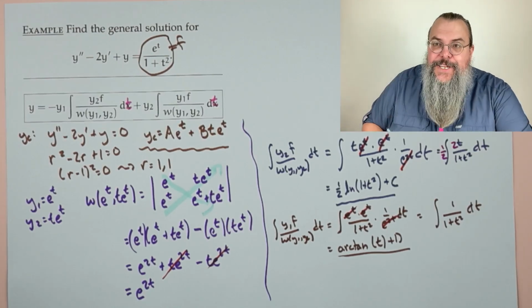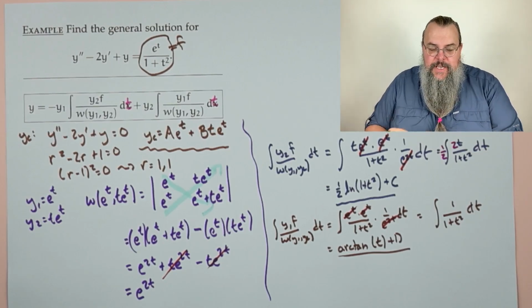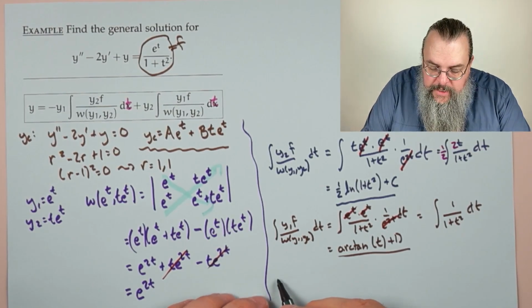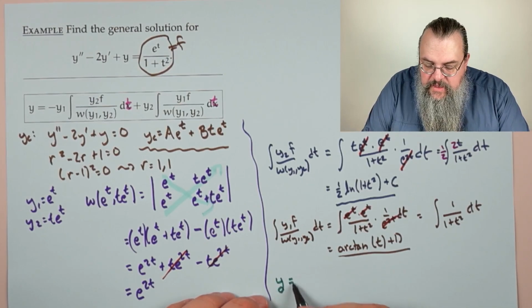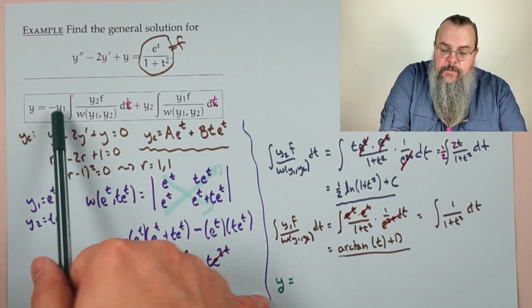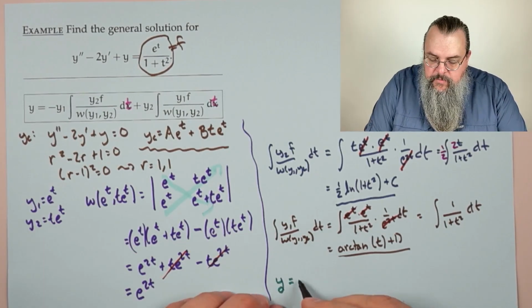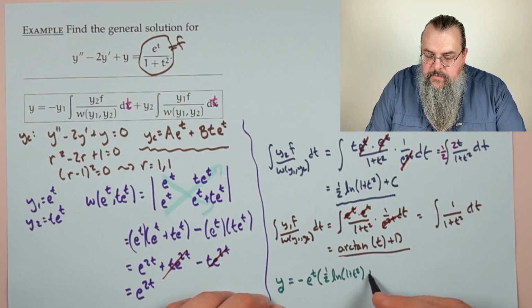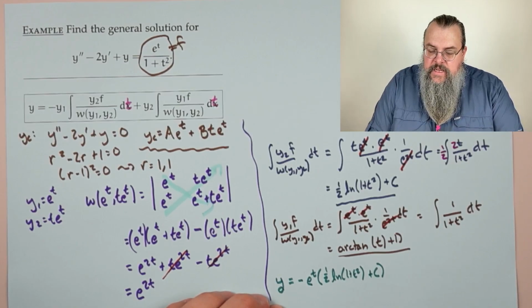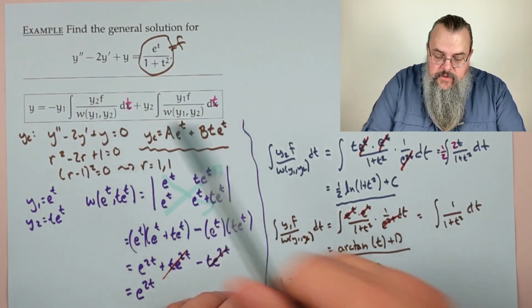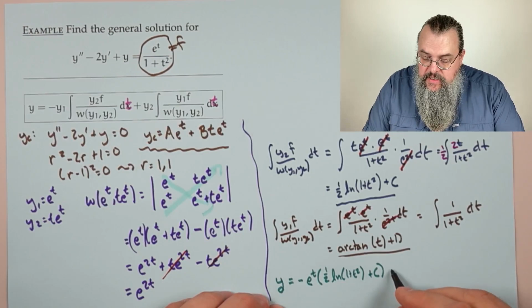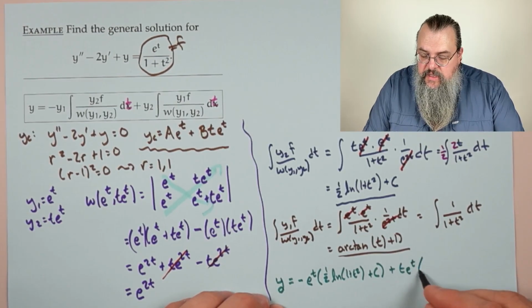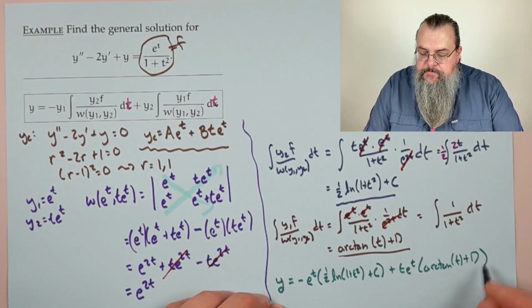All right. Okay, what's a good color to celebrate this? We'll go with this greenish color here. So we just put it together. So we have that y is equal to minus y1. Okay, so that's minus e to the t times 1/2 natural log of 1 plus t squared plus c. And then plus y2. So y2 is t e to the t. So plus t e to the t times arctangent of t plus d.